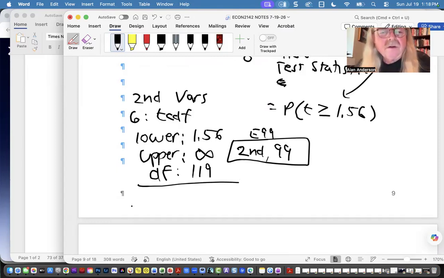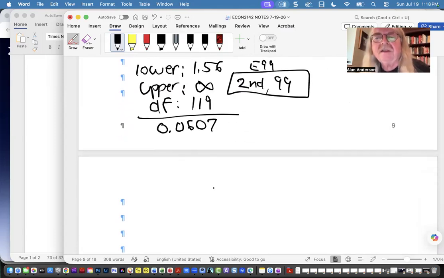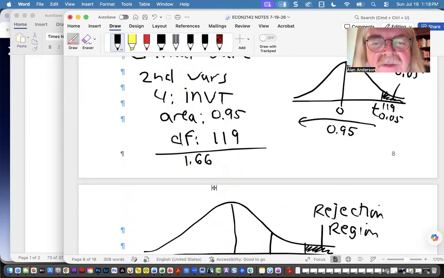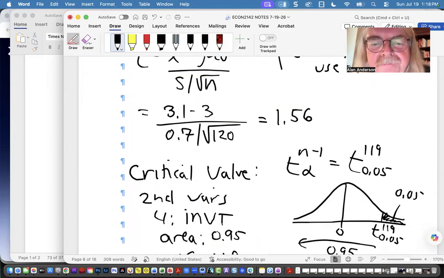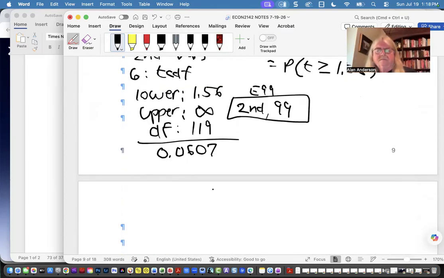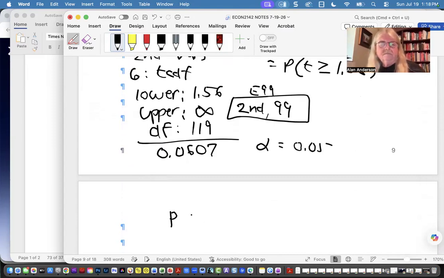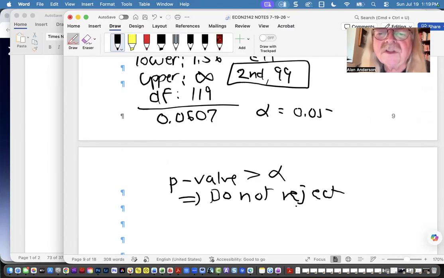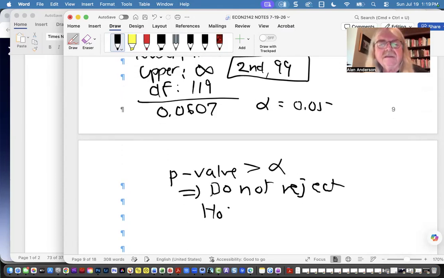All right, that gives us 0.0607. Now, that's only slightly higher than alpha. Alpha is 0.05, but still it's higher than alpha. So once again, we do not reject the null that the mean is less than or equal to 3.